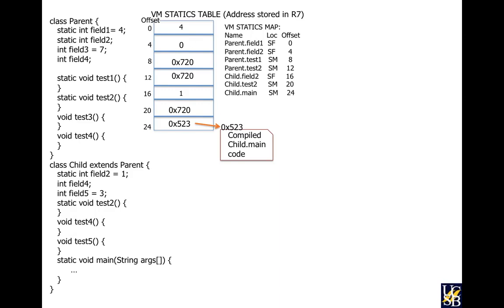Just like for the other methods marked SM in our VM statics map, we originally put the address 720 for the method. This is an address in memory for what's called the compiler stub or the compilation stub. You should think of it as a wrapper. It's a piece of code that, when it's actually invoked, is able to look up what method is being invoked at this moment and compile it, put it into memory so that we can actually interpret it or execute it natively. So in this example, we've done this process.